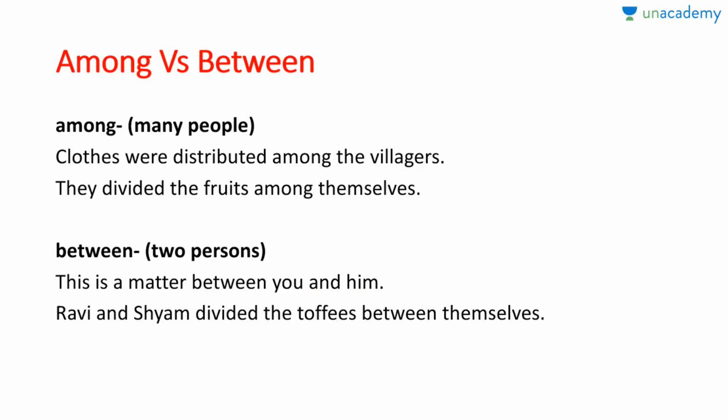Next is the difference between among and between. Very, very important, because many students get confused. Among is when we compare many people. Between is when we compare two people. If I am comparing Ram and Sham, it is between. But if I am comparing Ram, Sham, Sita, Gita, now there are many people, so we use among. Clothes were distributed among the villagers. They divided the fruits among themselves.